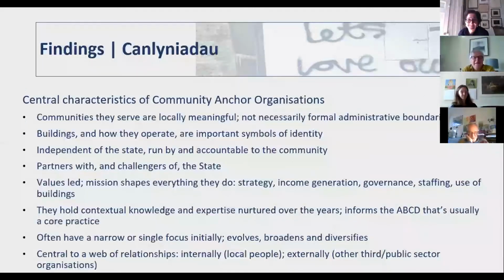In terms of the anchors that we spent time with, these are some of the findings. Again, it's a big piece of work. I've tried to distill as much as I possibly can for your benefit. This term community, they serve communities of place by and large that are locally meaningful, but not necessarily coterminous or recognised by formal administrative boundaries. I'm stating the obvious, but each of them had examples where organisations from largely the public realm wanted in some way to manipulate and impose certain boundaries that suited them and not necessarily the anchors and the communities that they recognise.